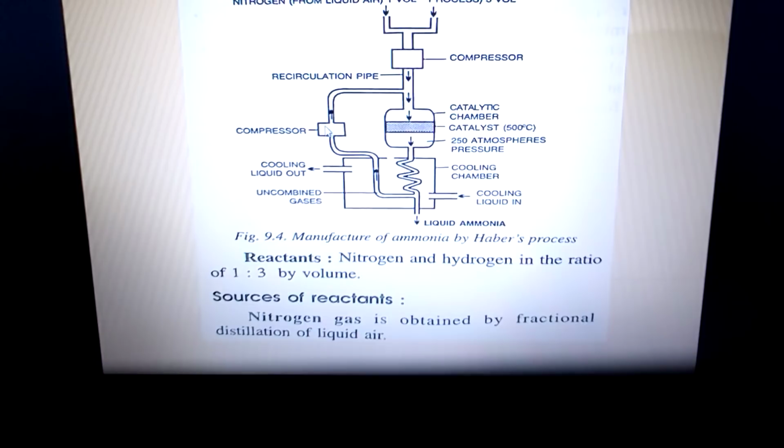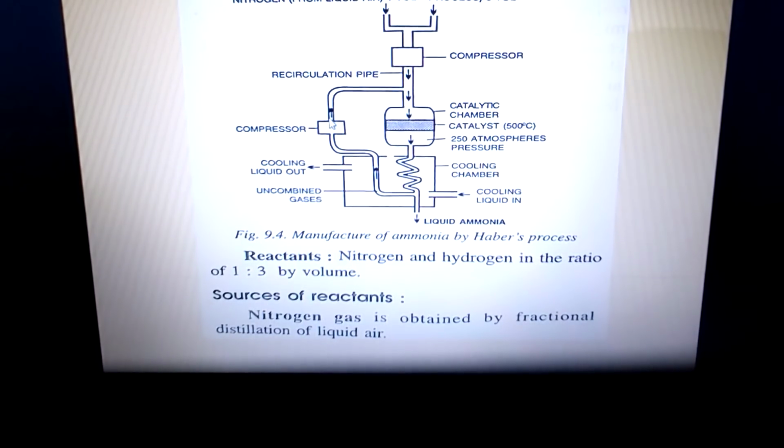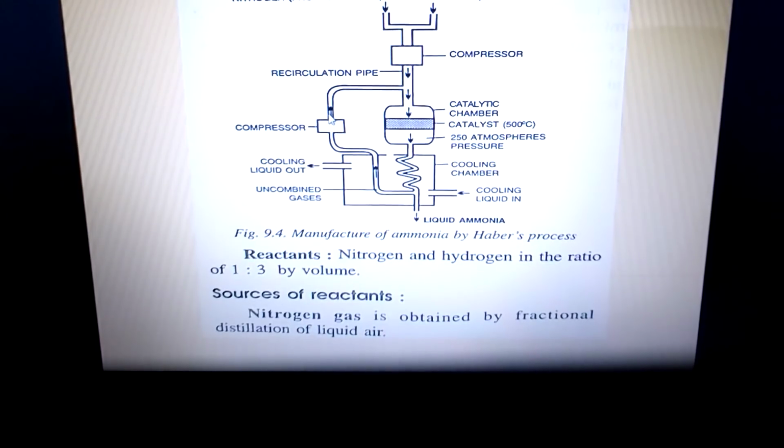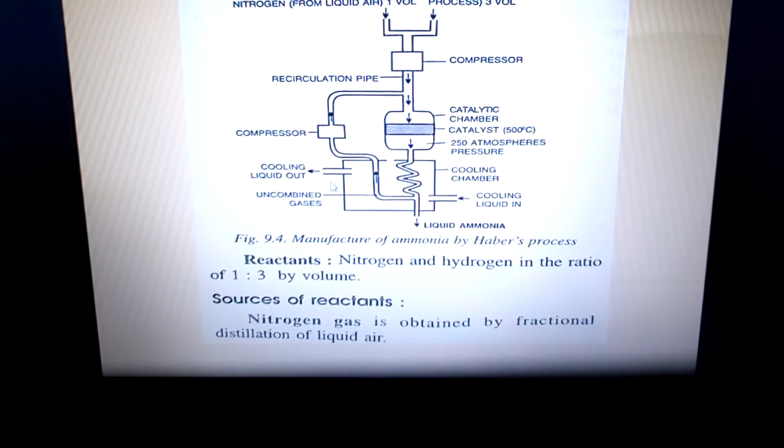Again compressed, this is the recirculation pipe, and after the compressor, they again go to the catalytic chamber. So, this process keeps on repeating, and subsequently, the efficiency of the process becomes 85%. So, this is a little information about Haber's process. More we will be doing in detail in the coming slides.